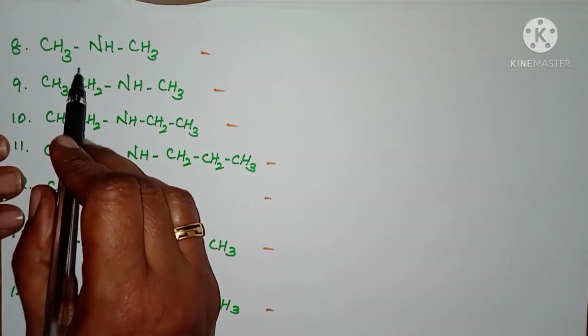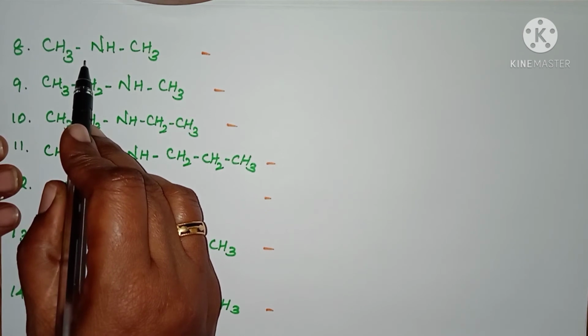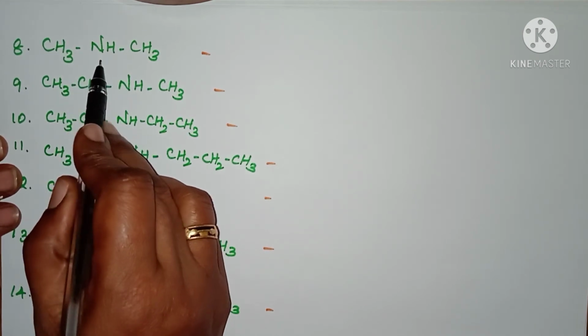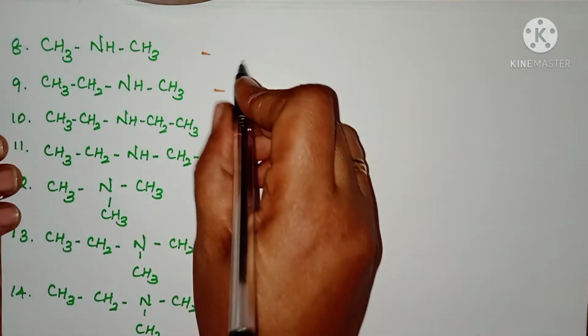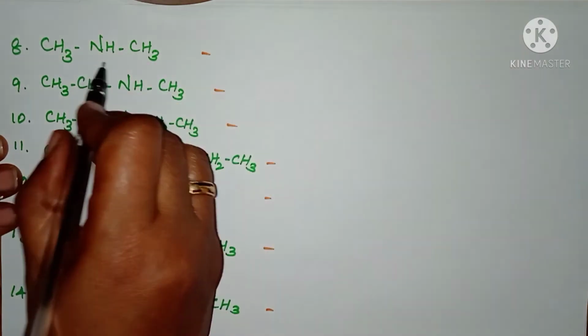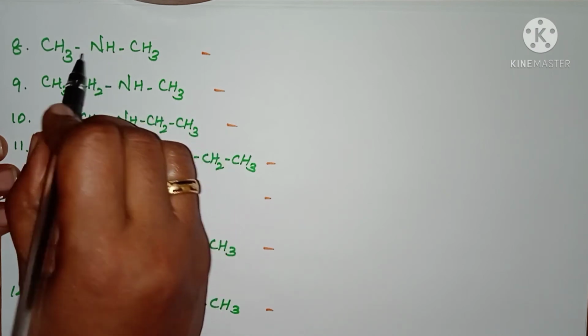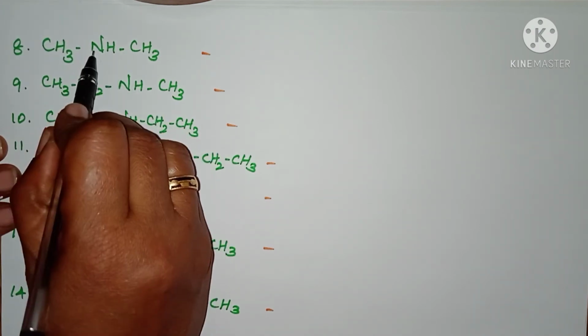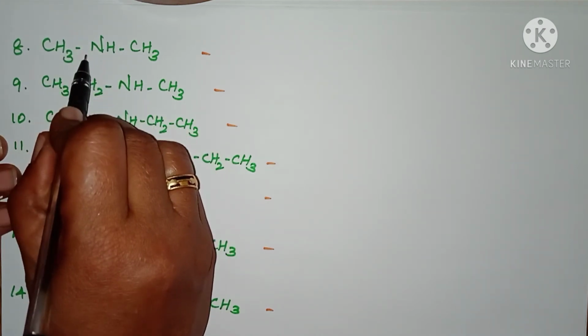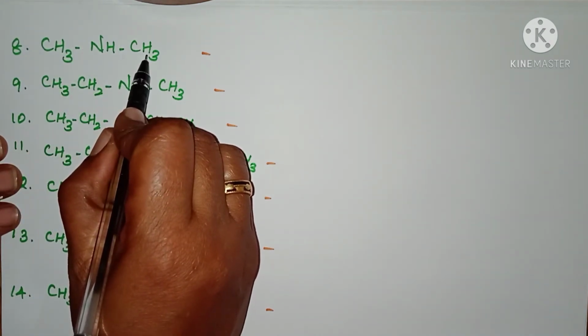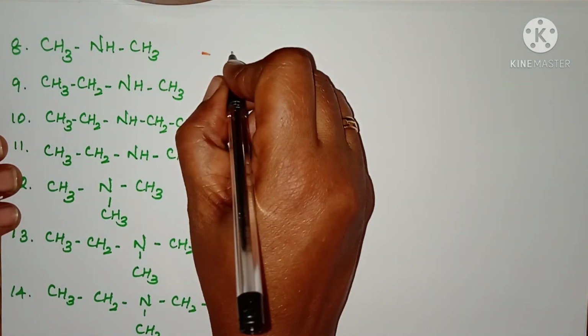See, this is also very easy to name. Here, on both sides of the NH, an alkyl group is available. So how can you name that? One thing I'll tell you: if both sides have a group, then for one side you give the name with N, and for the second part you just give the alkanamine name.